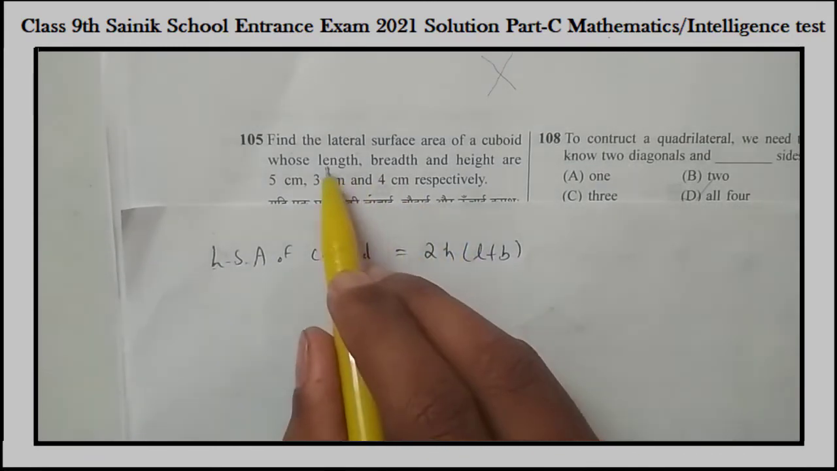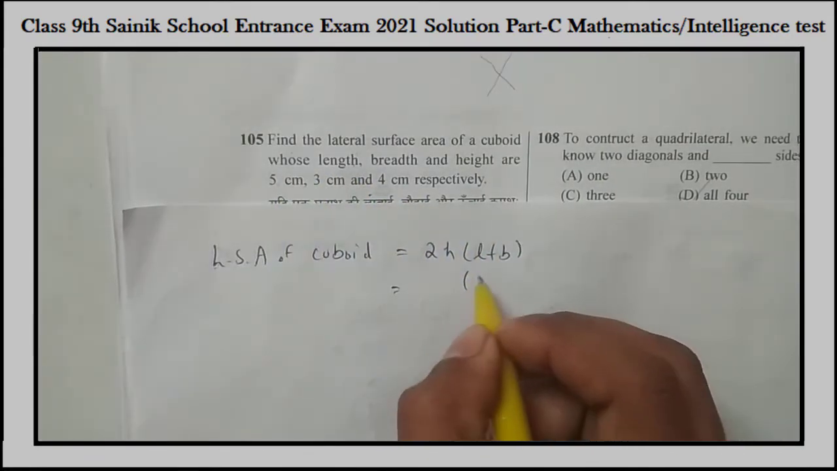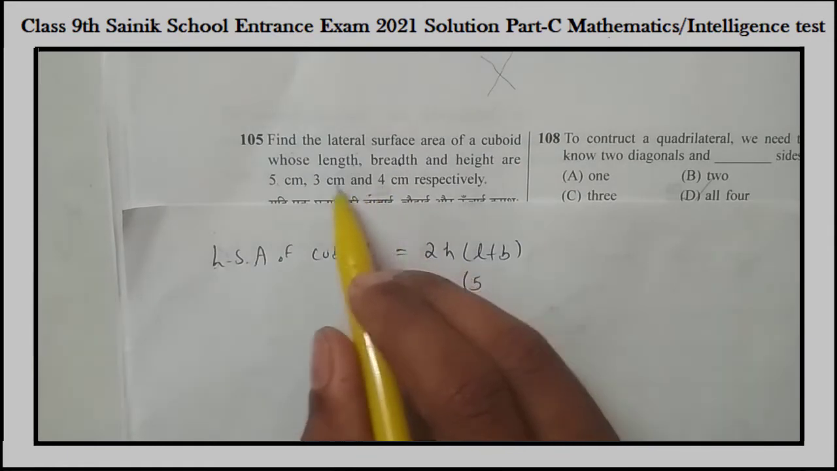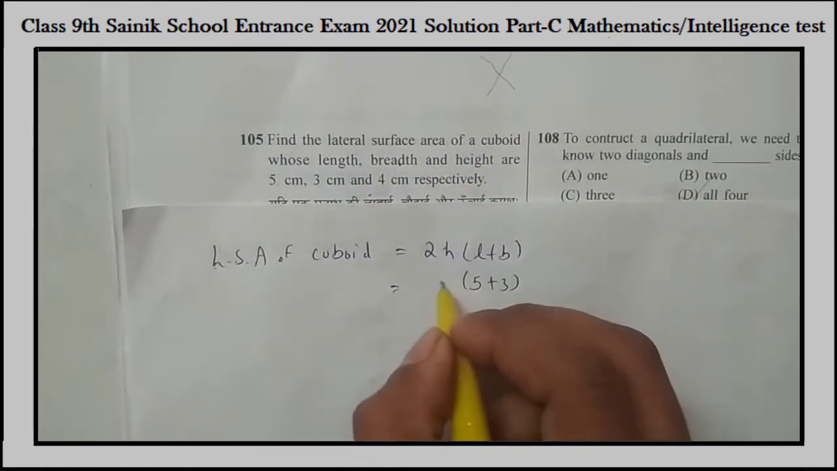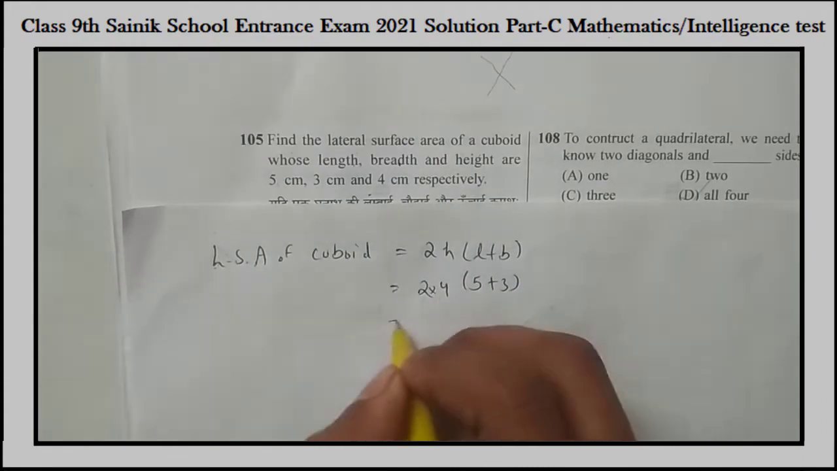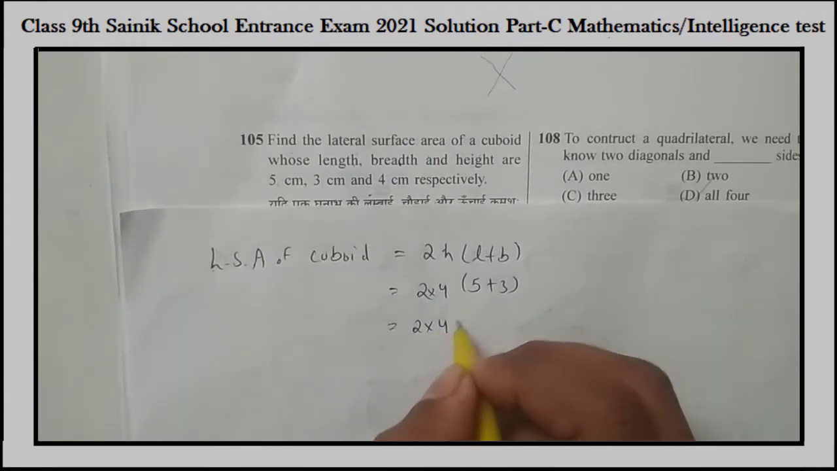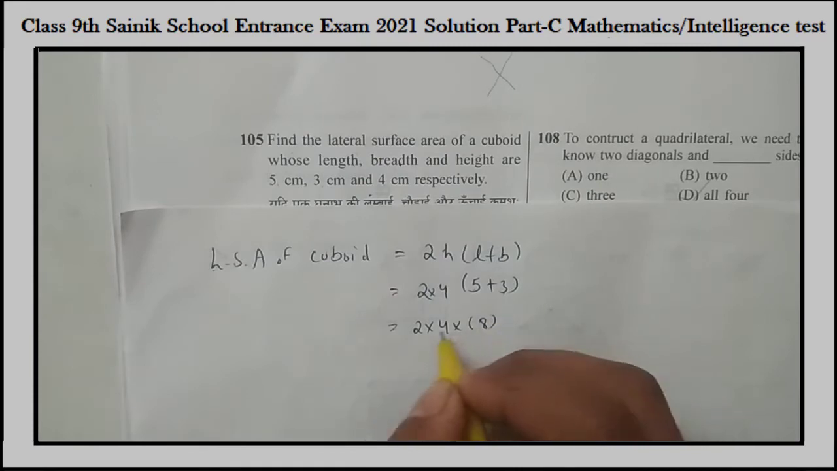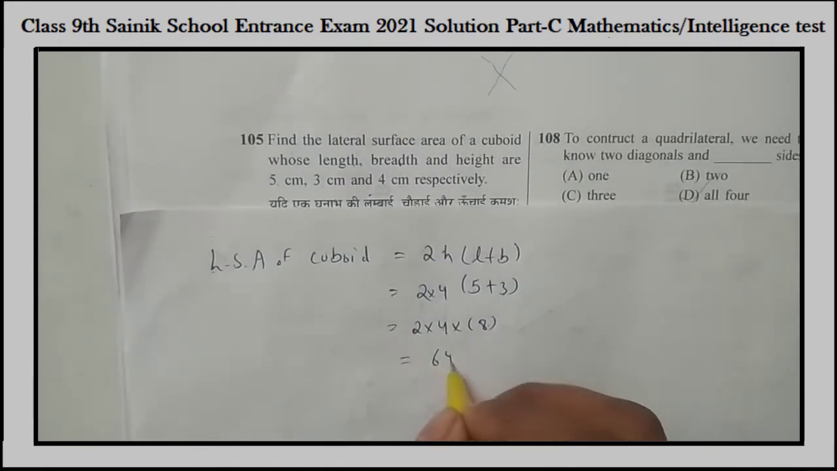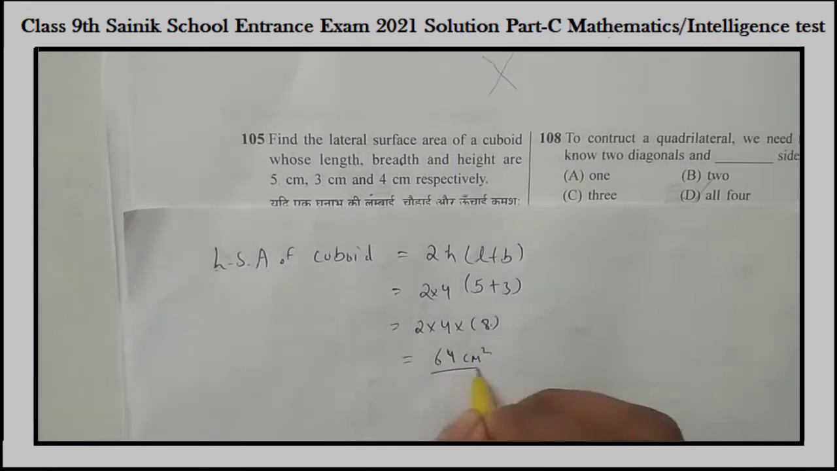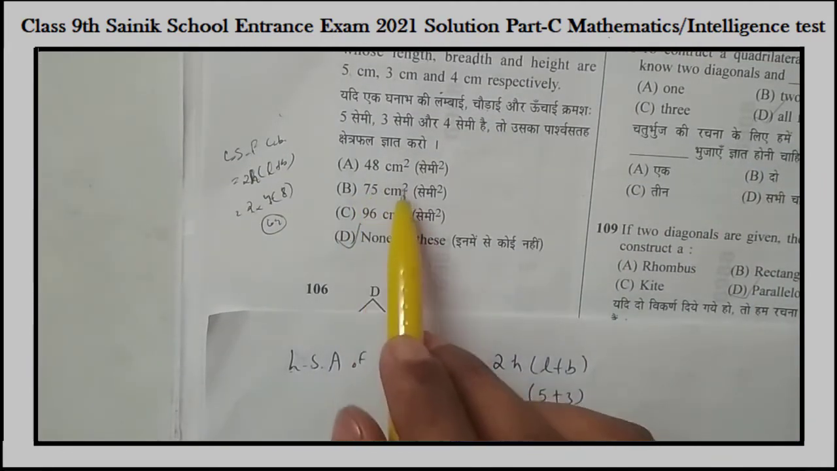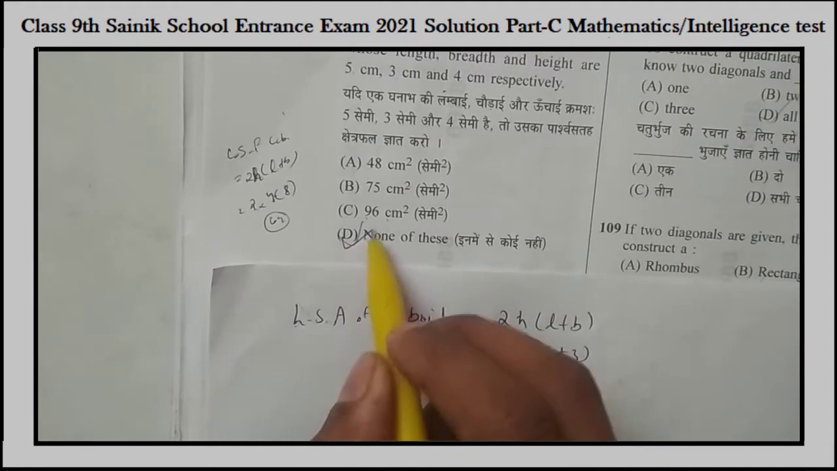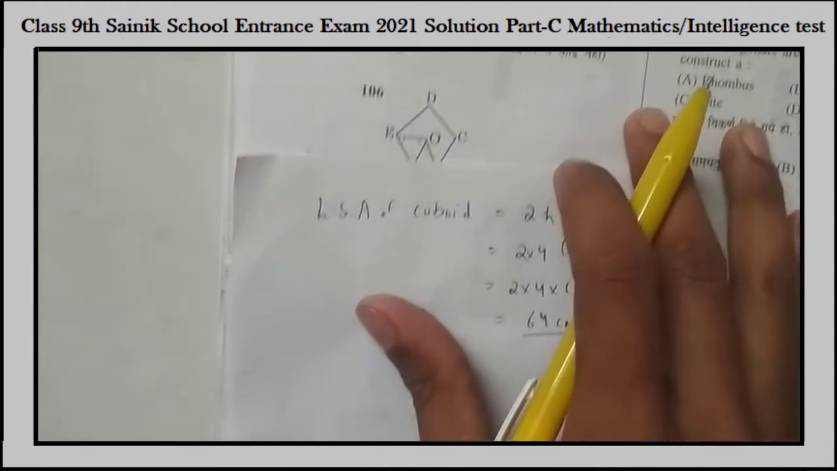What is height? Length is 5 cm, breadth is 3 cm, height is 4 cm. So this will become 2 multiplied by 4 multiplied by 5 plus 3, 8. 4 times 2 is 8, 8 times 8 is 64. So our answer is 64 centimeter square. And what is this? 48, 75, 96. None of them. So the correct option is none of them.